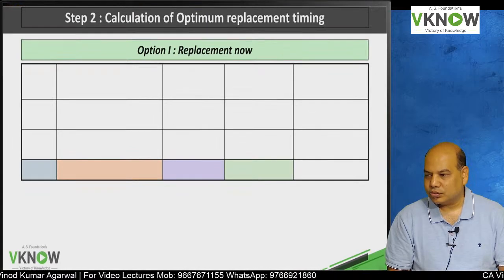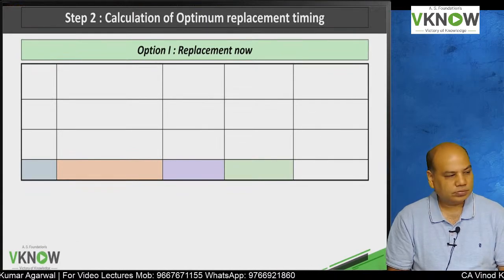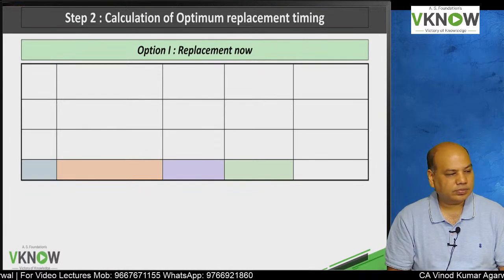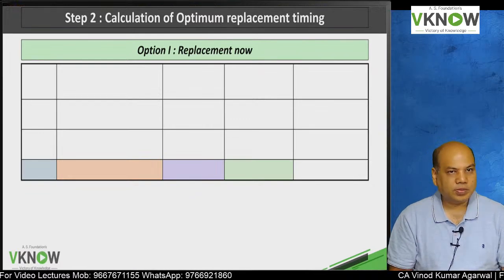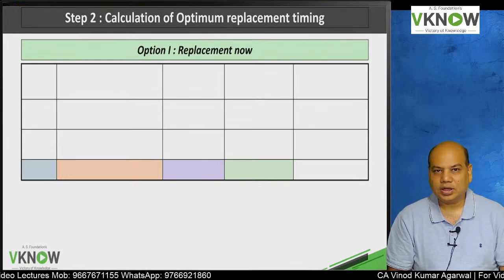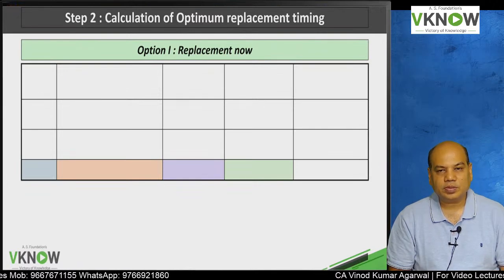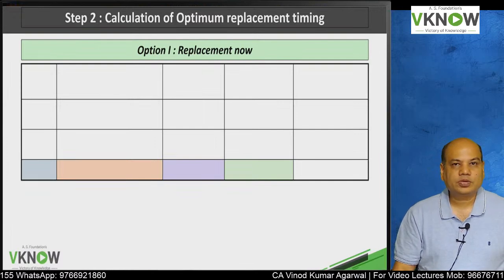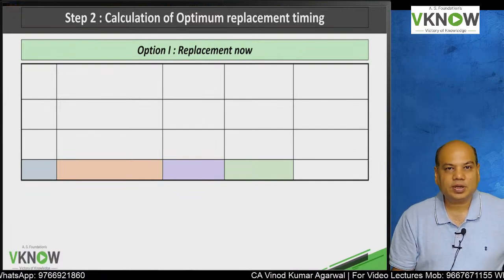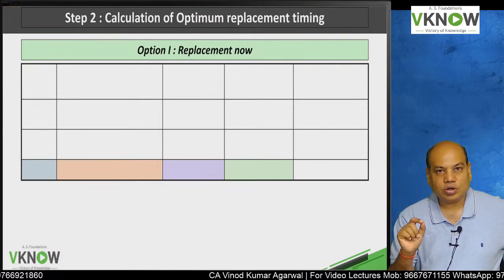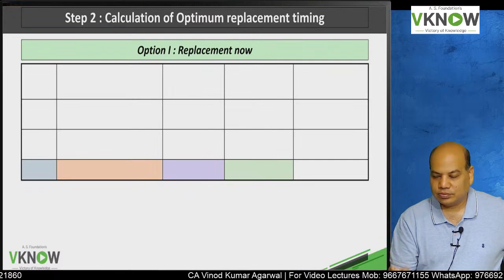Heading, write down step 2: Calculation of optimum replacement timing of old machine. Under that, write down option 1. Option 1 is replace now, or you can say alternative 1, replace now.